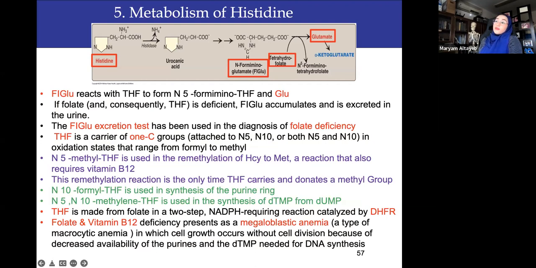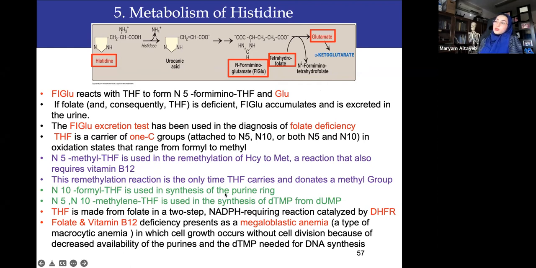However, this remethylation is the only time THF carries and donates a methyl group. So this is the only process of remethylation of this. What they're trying to say is that these two are interchangeable. This turns into tetrahydrofolate, turns back into N5-methyl tetrahydrofolate, and goes back. So they're kind of regenerating themselves. Okay, and why do we care about this molecule? It's used in the synthesis of purine rings, and you guys are going to learn about that in a later lecture.